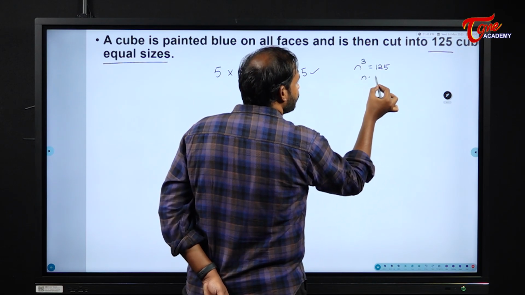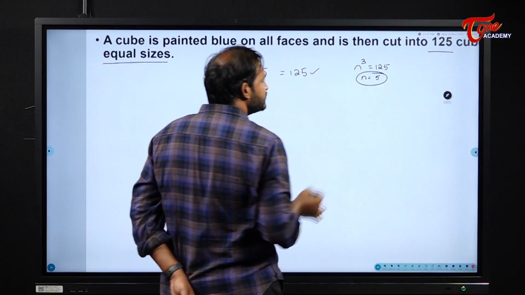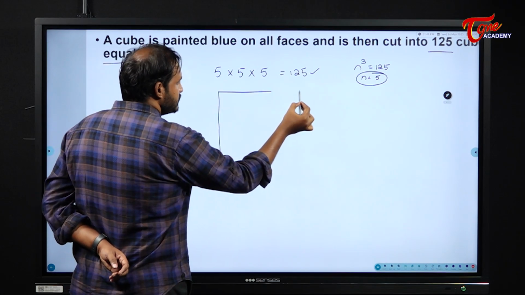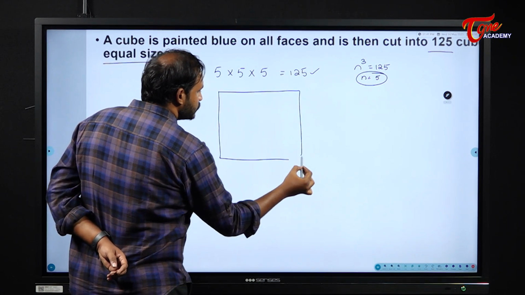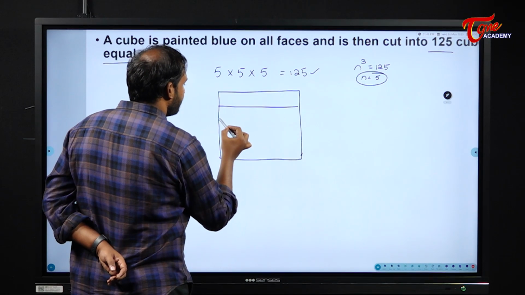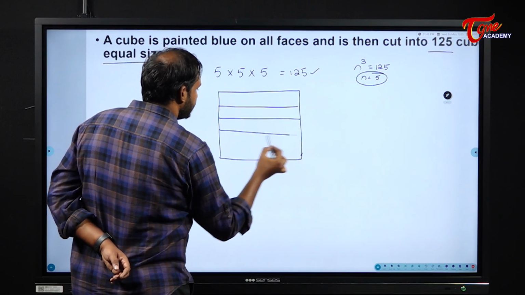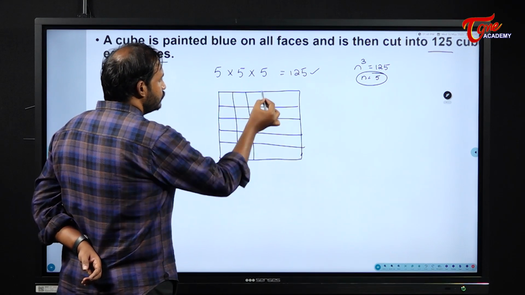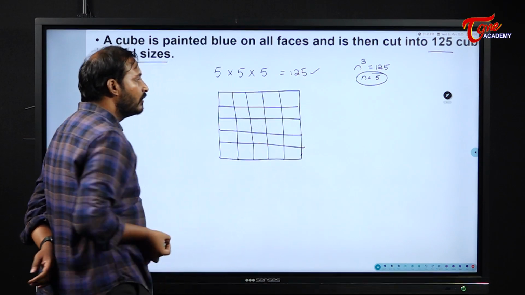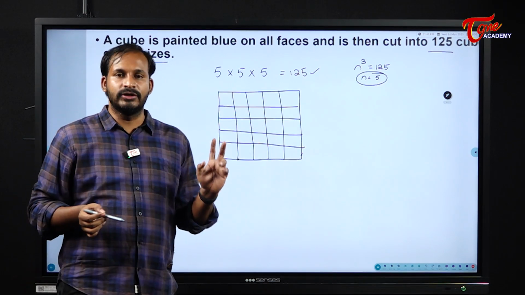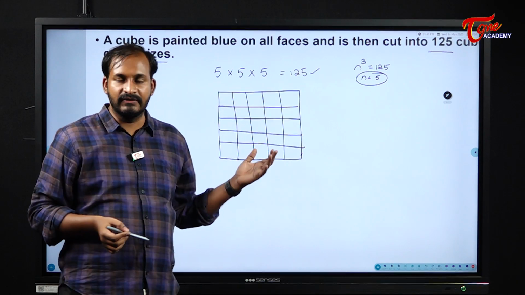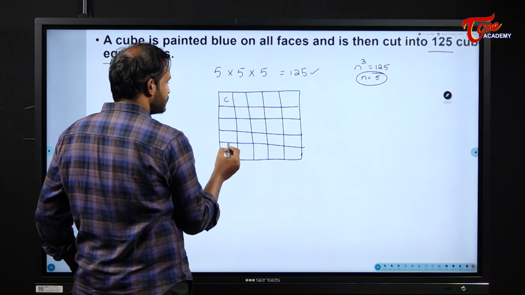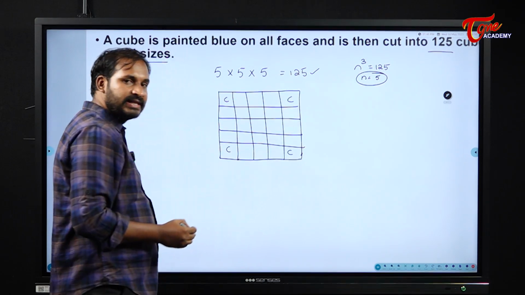Then n, the number of cubes on one face, will be 5. See here, students, how you need to cut. I will take only one face, and on this face we will solve the complete answer. 1, 2, 3, 4 and 5. Okay, now 5 by 5. I have taken only a 2-dimensional one. Actually, we should take a 3D one, but I have taken only 2 dimensions. Now, what are these, students? These are corners.